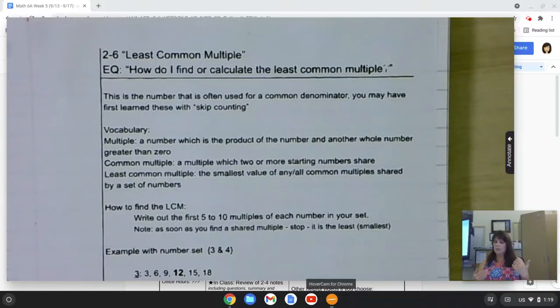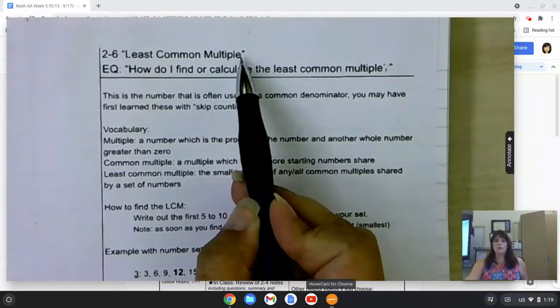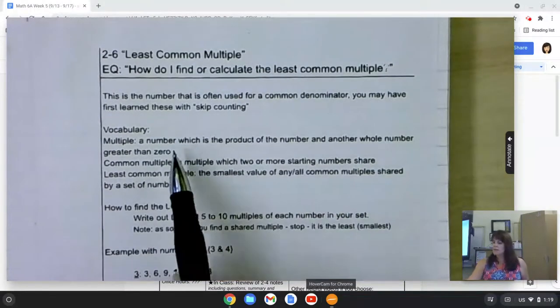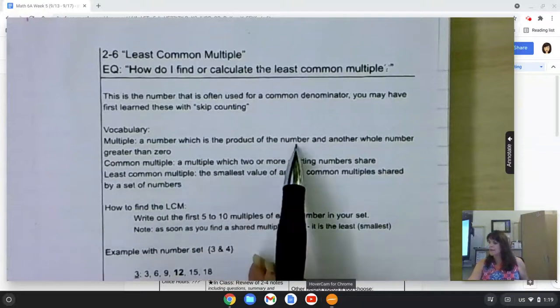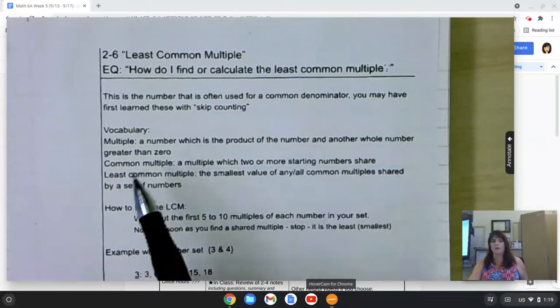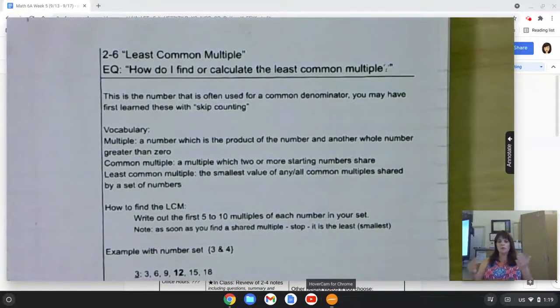Again, paying attention to the vocabulary, we're going to follow these words clearly. Least: smallest. Common: something that's shared. And a multiple is a number which is the product of the number and another whole number greater than zero. You learned multiples when you learned skip counting.